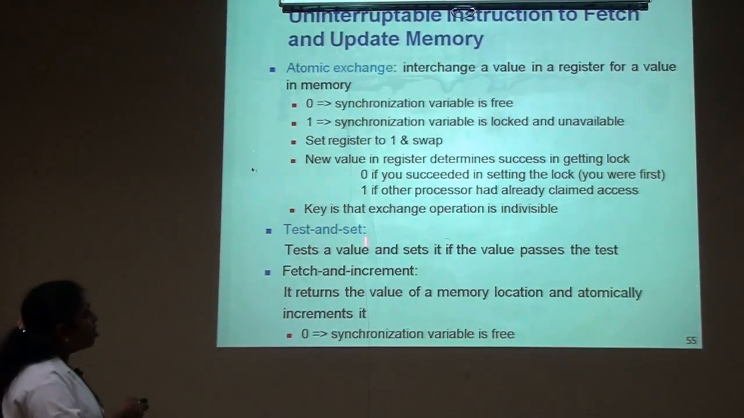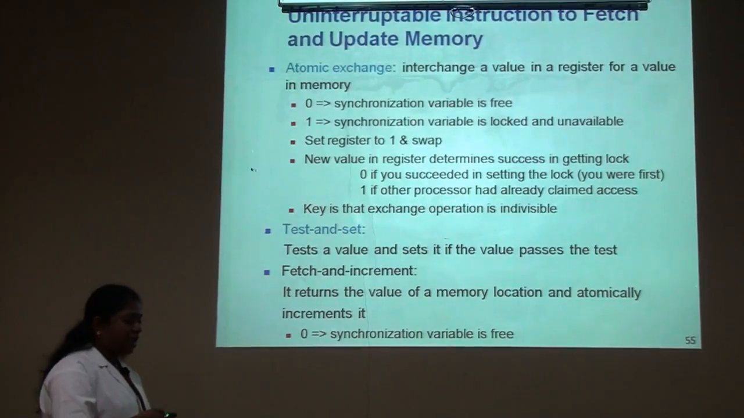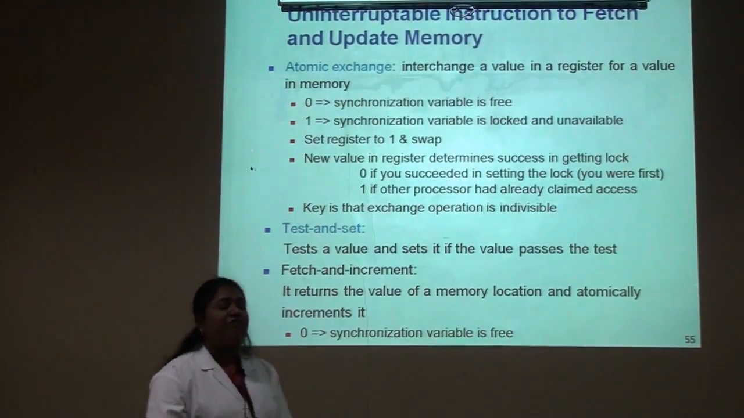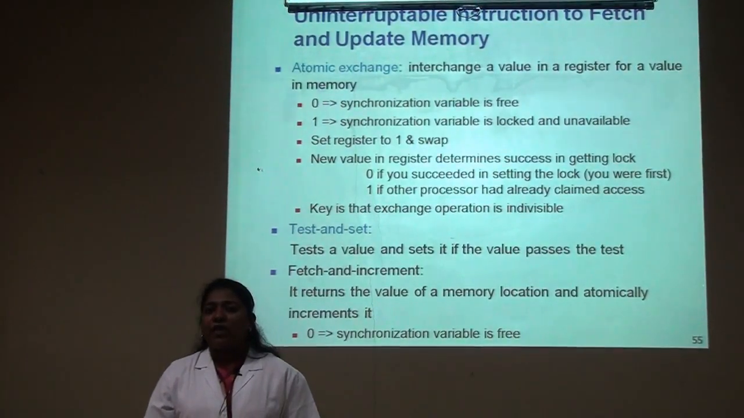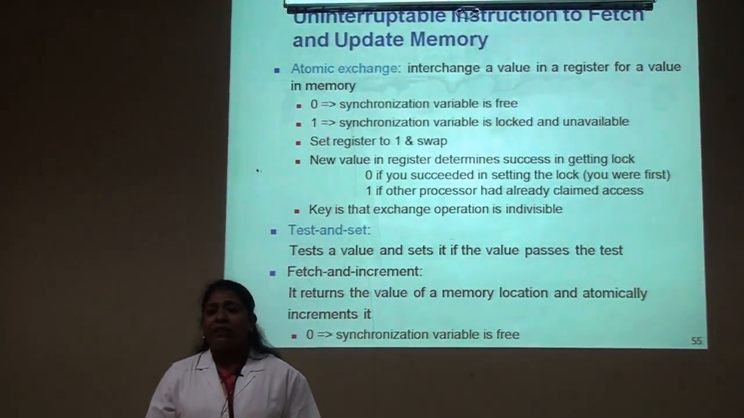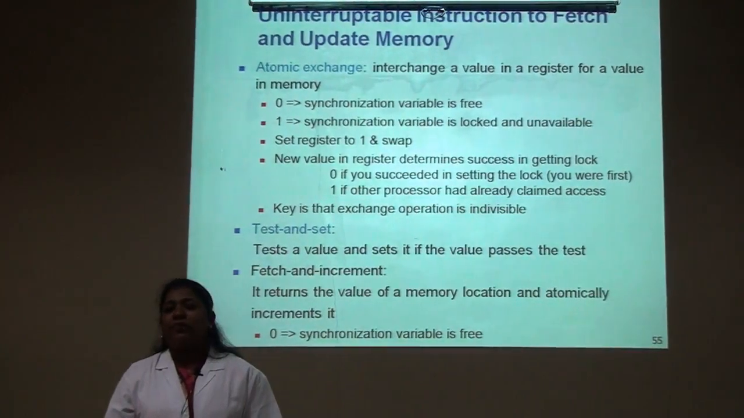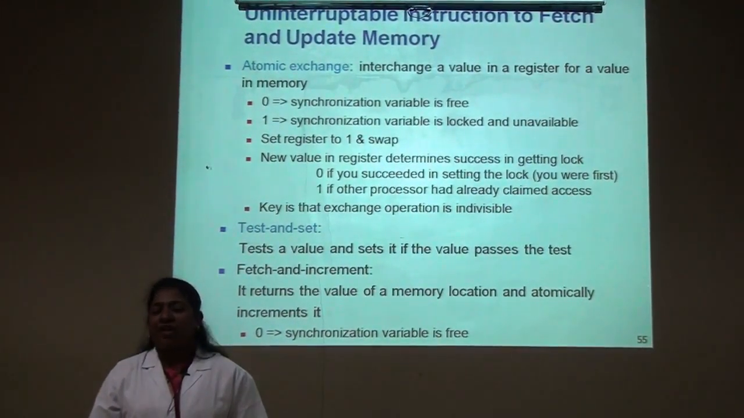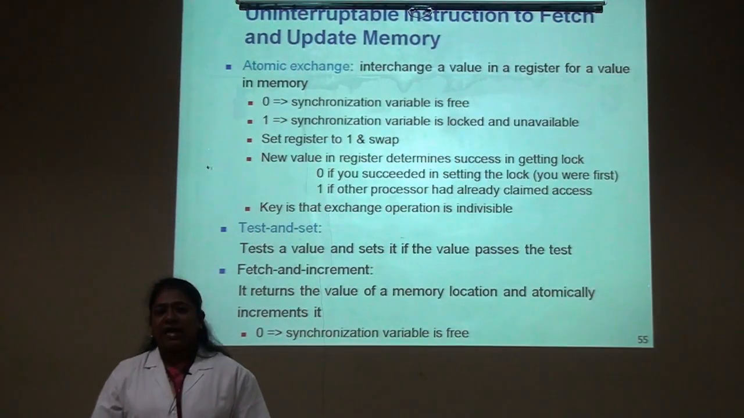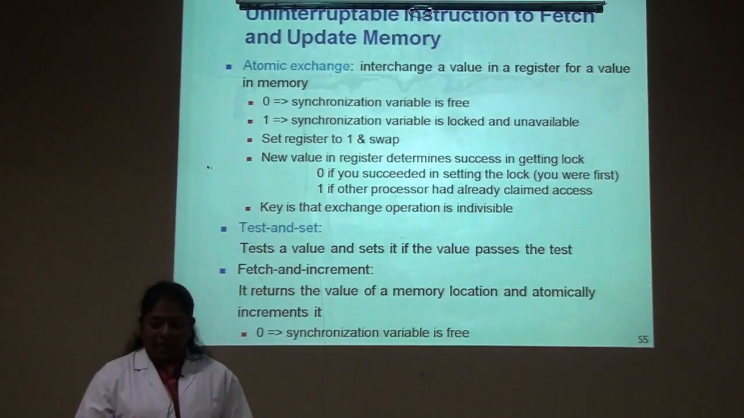The next operation is the test and set operation. First we go and check the flag variable. If the flag variable is free, we can utilize it with the processor. If the flag variable is set, we have to wait. Another operation is test and set. We test whether the variable is free or not. If it is free, we can access it, otherwise we set the variable.